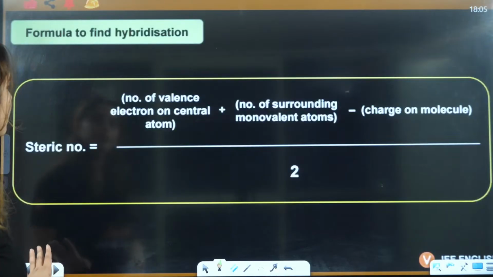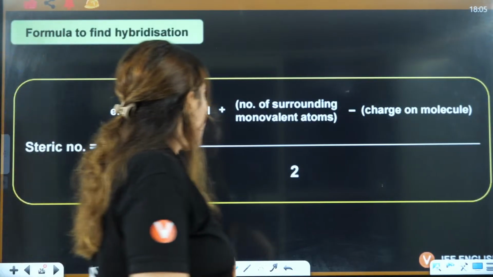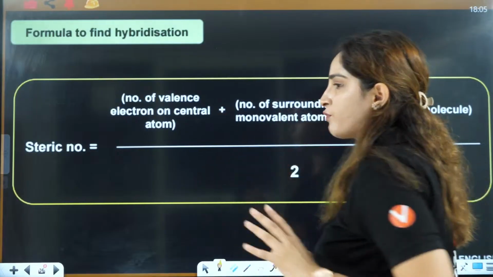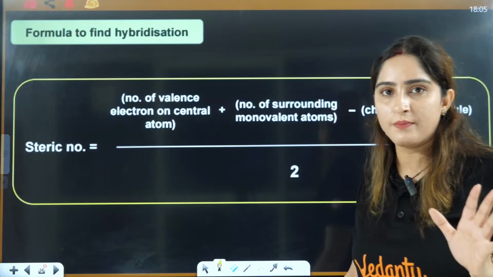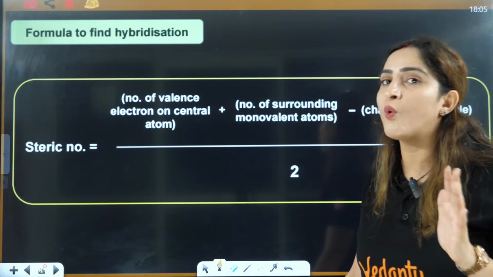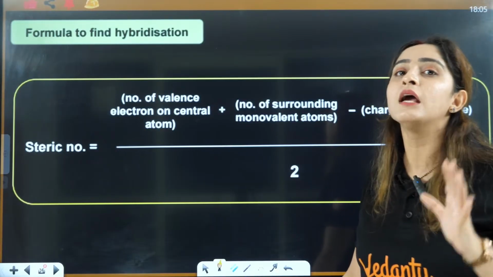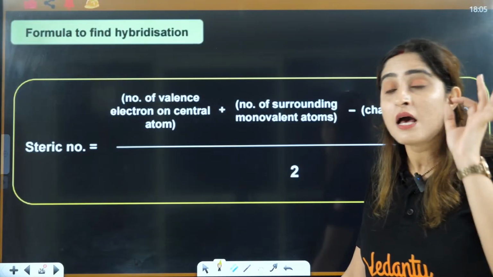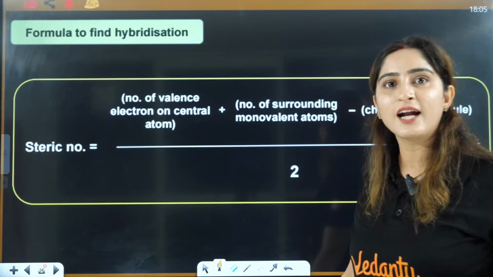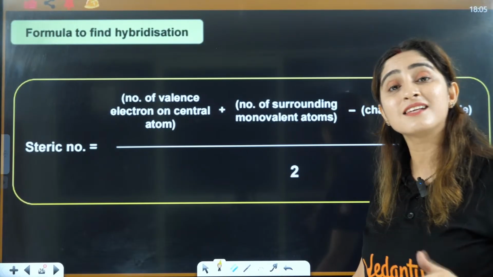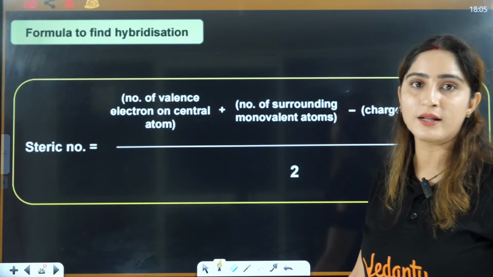Okay, understood? Now what if the structure is not given? What if you say, ma'am, I don't want to draw the Lewis dot structure, the structure is not given, I don't want to draw it? Now ma'am, tell me how to answer. Tell us how to answer without the Lewis dot structure.